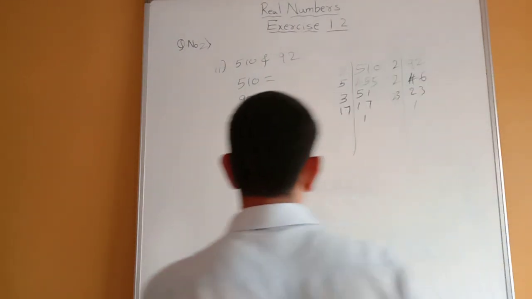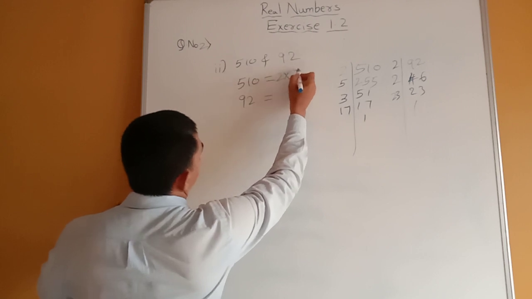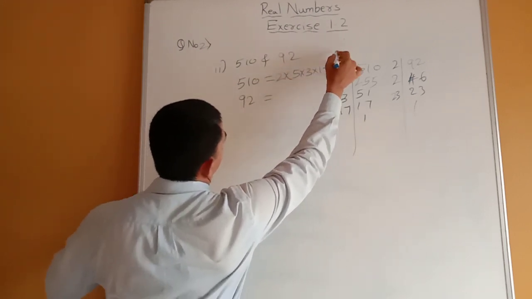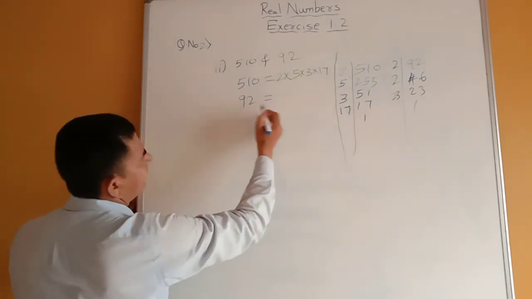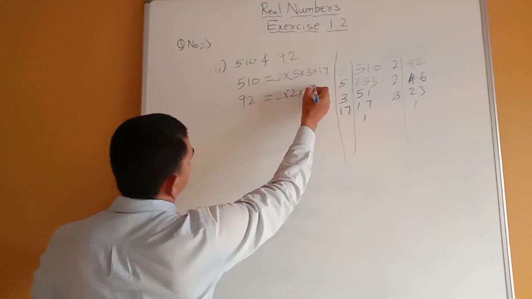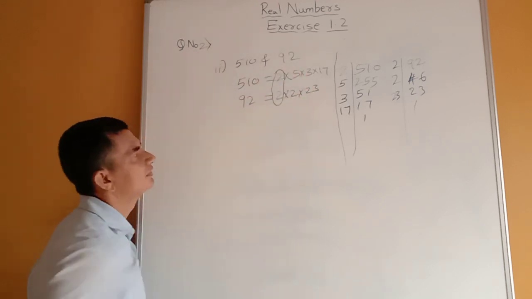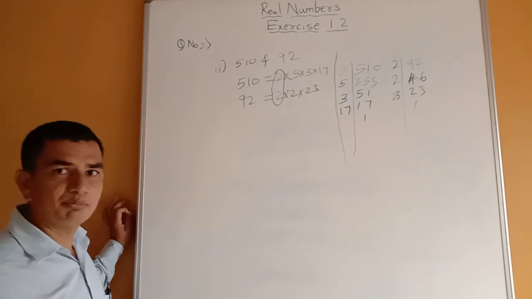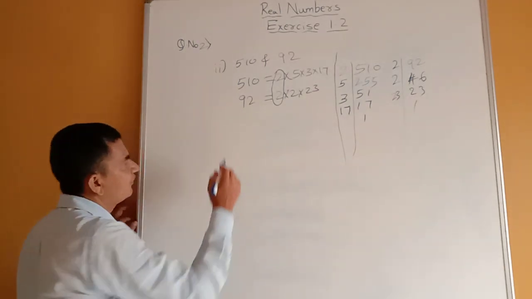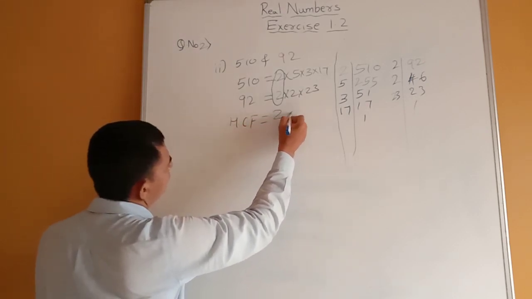So we got here all the numbers, factors 2 into 5 into 3 into 17. Here 2 into 2 into 23. Now which are the common? 2 is common here. Again, is there any other common numbers? No. So what is the HCF? Very easily we got HCF. HCF is equal to 2.